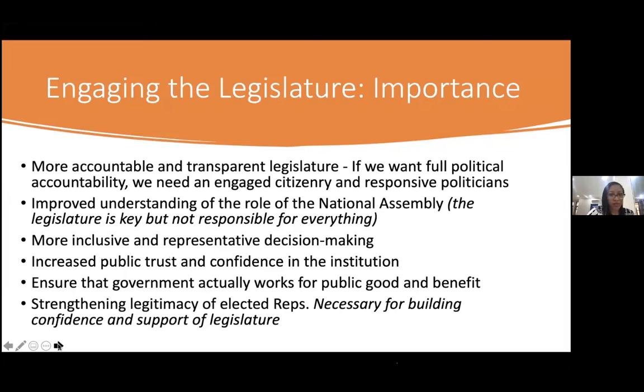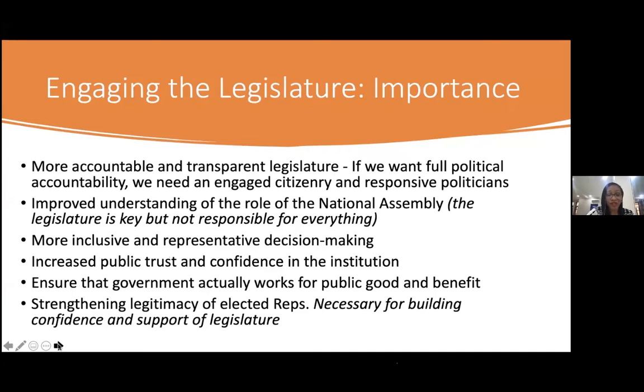And of course, engaging the legislature also leads to more inclusive and representative decision making. It increases public trust and confidence in the institution. I think a lot of us know that for the National Assembly, public trust is usually quite low. And I can say confidently, we do some perception surveys, and when we try to benchmark or assess the level of public trust in the National Assembly, the feedback is usually not very good. And a lot of it comes from the lack of engagement between citizens and their elected reps. And then, of course, there's also the issue of strengthening legitimacy of elected representatives.